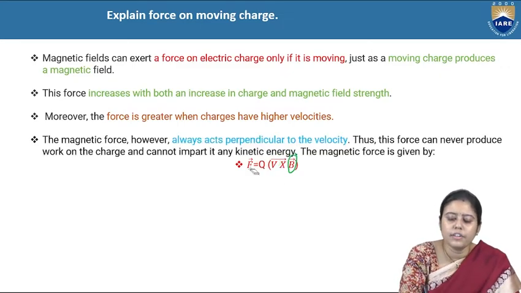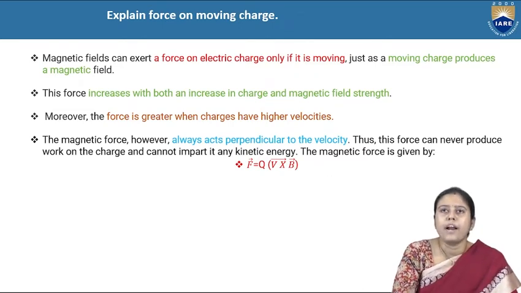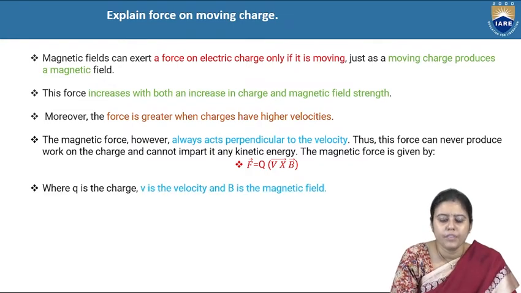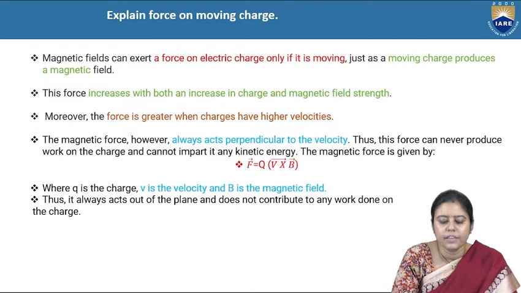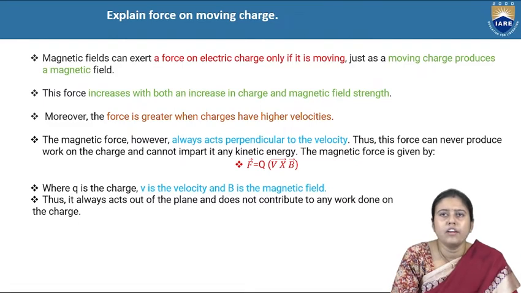So we can also say that magnetic force always works perpendicular to the velocity. That's why we are using the equation V cross B, where Q is the charge, V is the velocity, and B is the magnetic field. It acts out of the plane and does not contribute any work done.